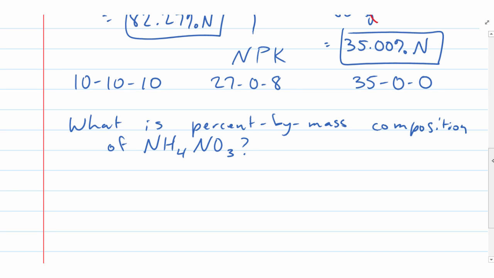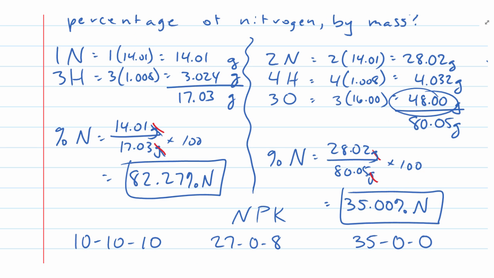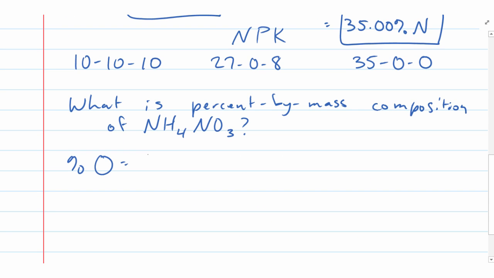So in ammonium nitrate, if we wanted to find the percent that is oxygen, we would come back here. We see that there's 48 grams of oxygen for every 80.05 grams of the ammonium nitrate. So we take the 48.00 grams, divide that by the 80.05 grams, multiply that by 100, and we come up with 59.96% oxygen.